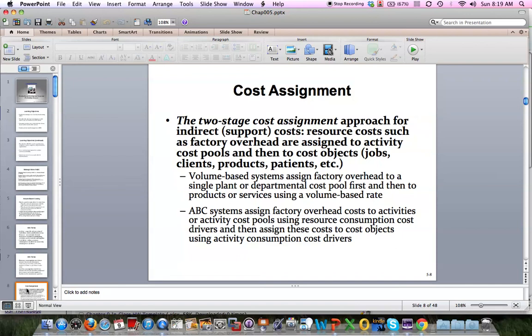So volume-based systems assign factory overhead to a single plant or departmental cost pool first. Okay, so we gave some examples of both in chapter 4 where we said, okay, we can just take all of our costs and accumulate them company-wide and then allocate them to products, or we can take our costs, accumulate them by department, and then do an allocation within each department based on direct labor cost, machine hours, whatever made sense. So we could do it either way in the volume-based method. For ABC, we're still gathering this big pool of overhead, but now we're assigning factory overhead to activities or activity cost pools using resource consumption cost drivers, and then assigning these costs to cost objects using activity consumption cost drivers. So we're looking at cost drivers from a resource standpoint and then an activity standpoint.